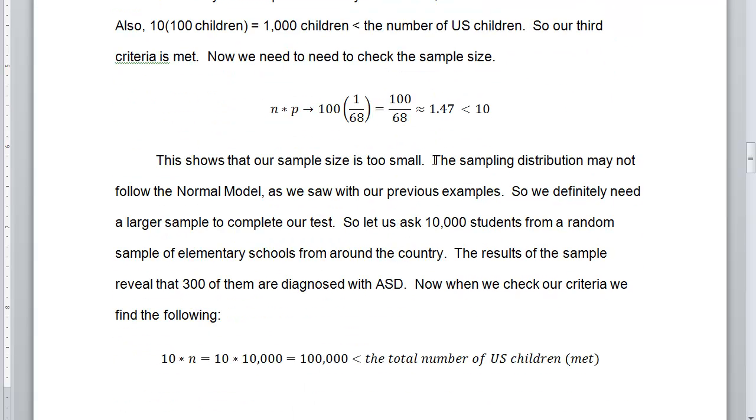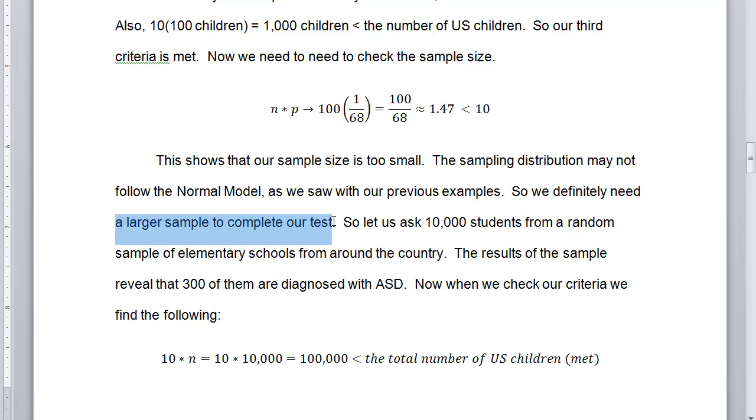This model, because our sample size is too small, could be very skewed. And then we would have to use like Chebyshev's model or something like that, where we put a lower bound on our distribution. And so the sampling distribution may not follow the normal model, as we saw with our previous examples. The cohabitation, when the sample size was like 5, we saw it was very skewed. So we definitely need a larger sample to complete our test.